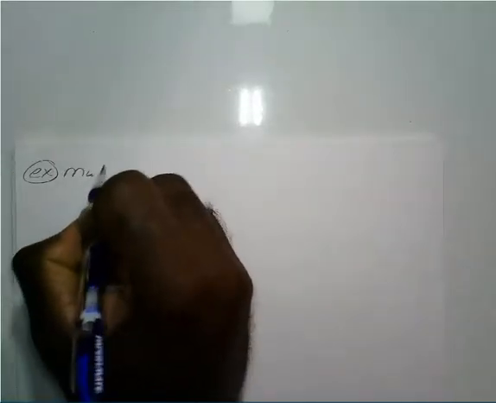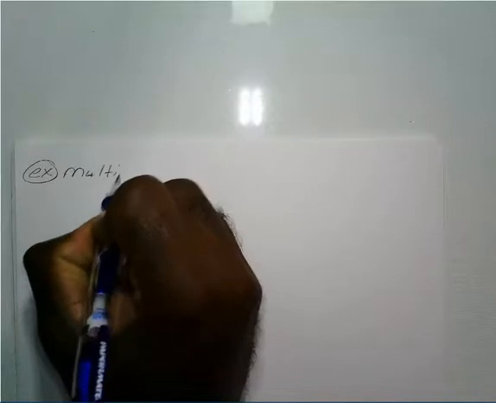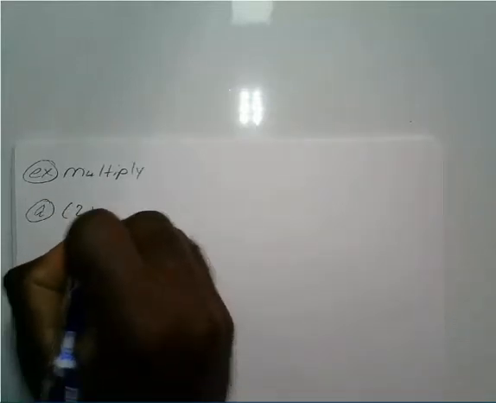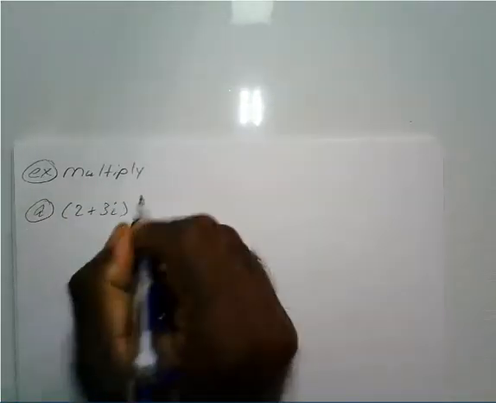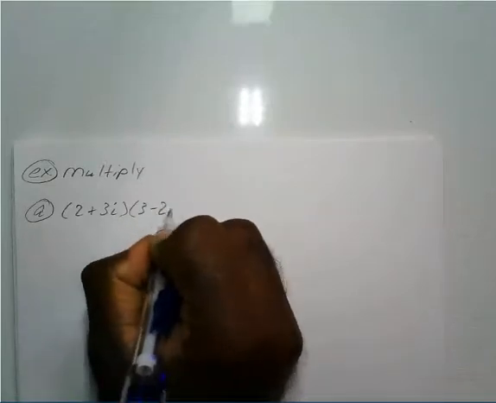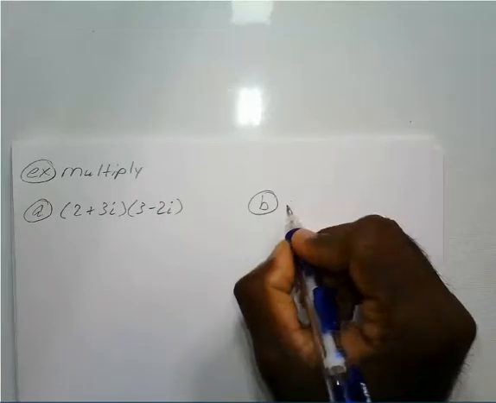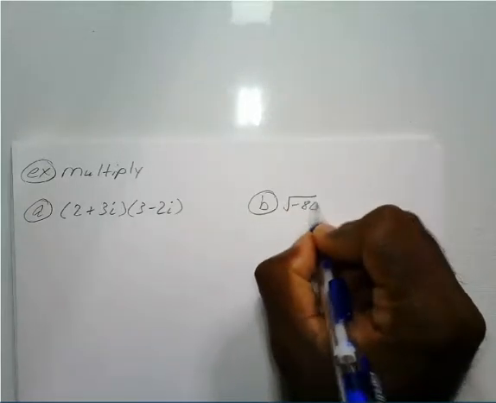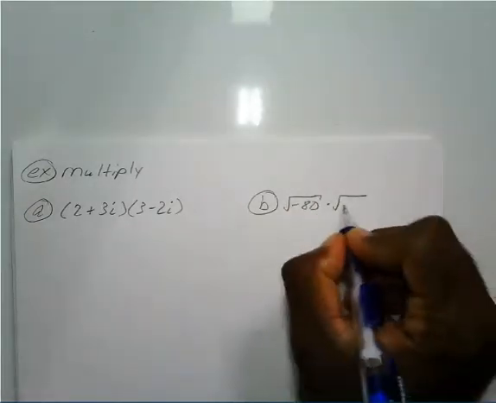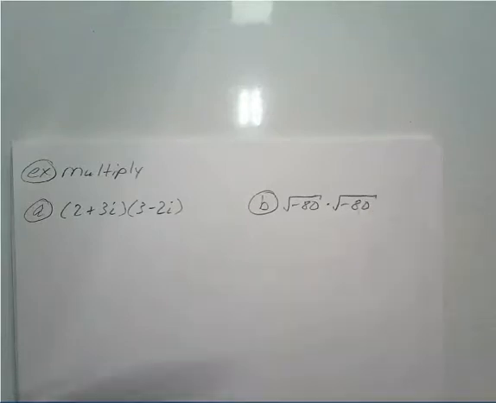So what if we wanted to multiply, say for problem A, 2 plus 3i times 3 minus 2i, and let's say for problem B, you have square root of -80 times square root of -80.